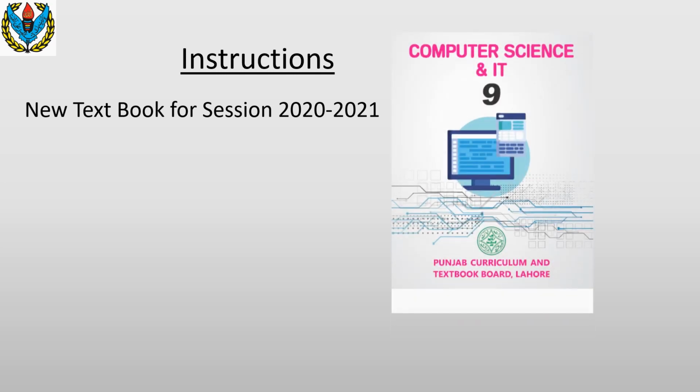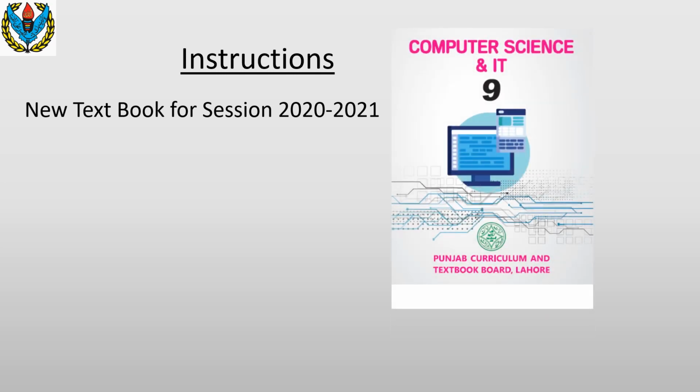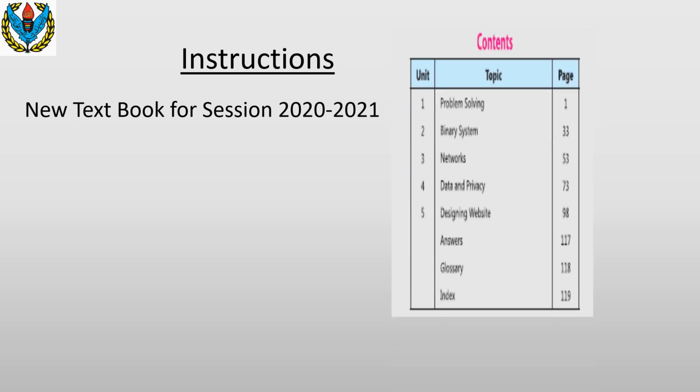As you can see, this is the outlook of your new book. It has 5 chapters. The contents of the book are totally different from the previous one. A soft copy of the book is available on the website of the Punjab Text Board. You can easily download it on your computer systems or smartphones.